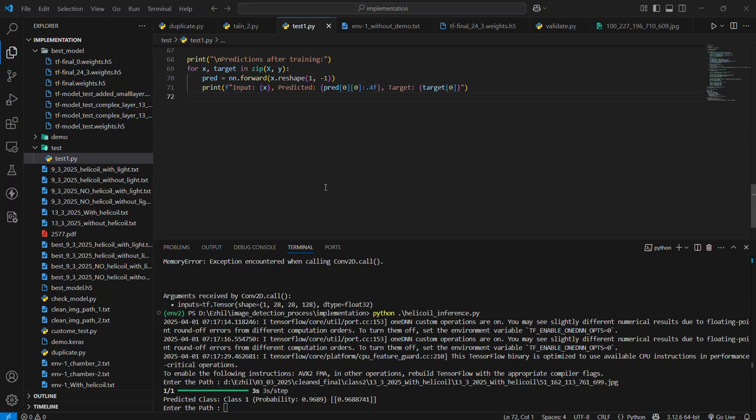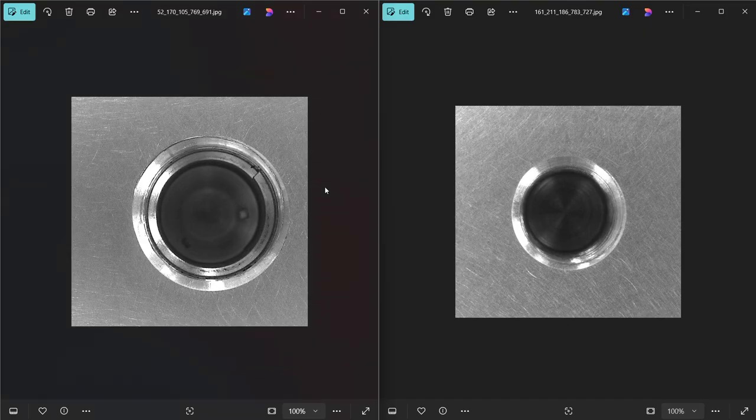I have done an image classification project. These are two images that I want to classify. In one image, helicoil is present, and in the other image, helicoil is not present. You can see the two rings present inside the image. That is helicoil present. That is class 1.